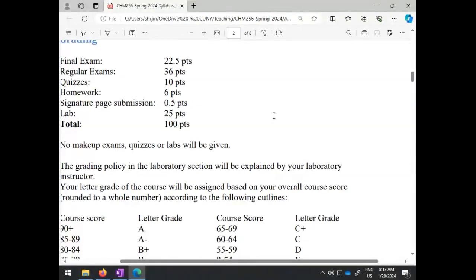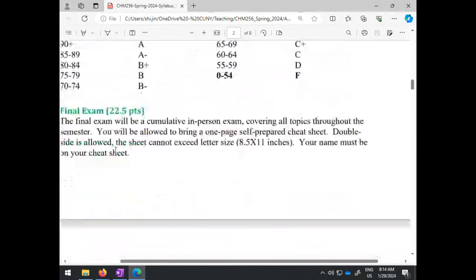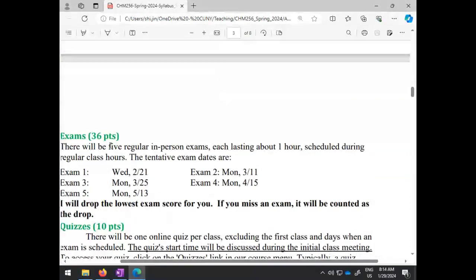Also, there's a half point extra credit if you want it: just the signature page. It's also mandatory. If you give it to me before the deadline, you have the half point credit. If you don't give it by the deadline, you still need to give it to me, but you don't get the credit. So you'd better do it before the deadline. The deadline is the first exam date, which I put on the syllabus, and I will stick to the date: February 21st, a Wednesday.